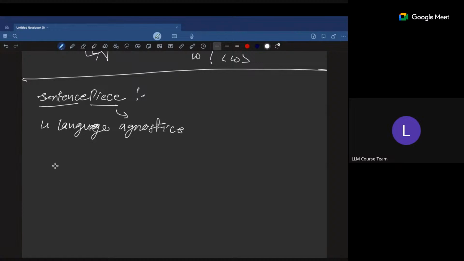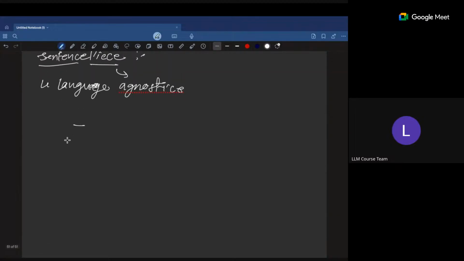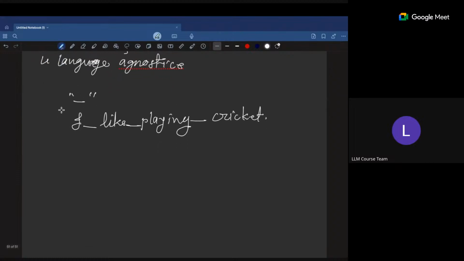The very first step is that every white space is replaced by a special marker, which is an underscore. Let's say you have the sentence "I like playing cricket". In this case, every white space is replaced by this underscore. This way, you need not worry about whether the sentence or the language has white spaces or delimiters or not. Every language will be handled.